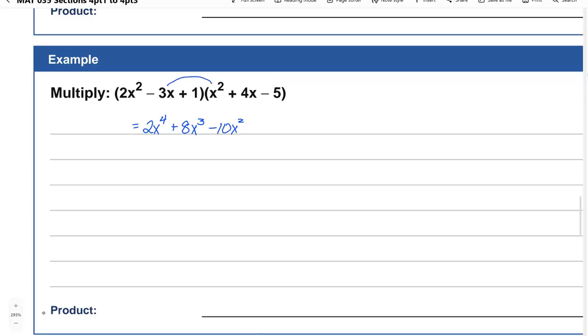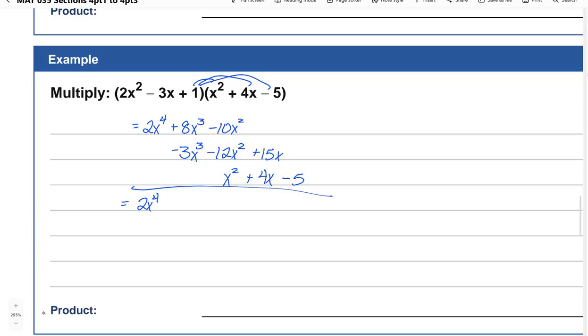So I'm going to get minus 3x cubed minus 12x squared plus 15x. And then we're going to distribute the 1. So we're going to get x squared plus 4x minus 5. That's going to give me a 2x to the 4th.